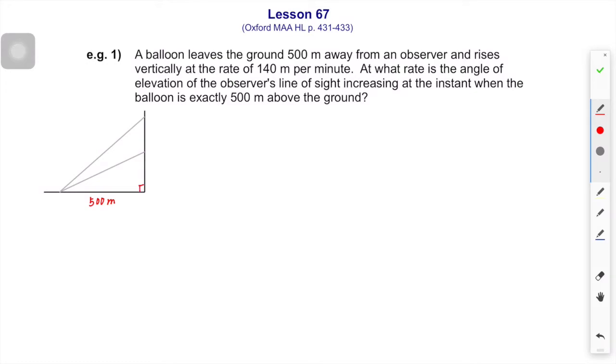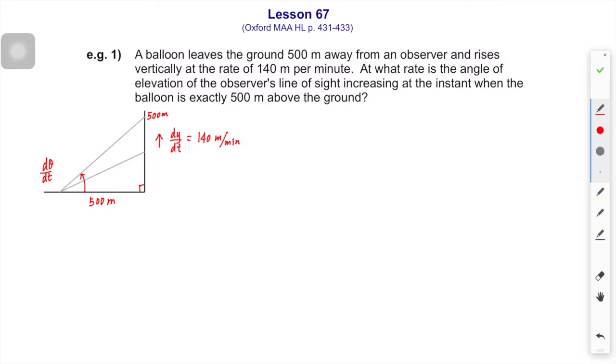And then it's rising, so it's going up. Let's call this dy by dt at a rate of 140 meters per minute. We are interested in a rate relating to the angle. That means this is d theta by dt at the instant when the balloon is exactly 500 meters above the ground. So let's say it reaches a height of 500 at this moment. These are all the given information, and we have put them on the diagram.